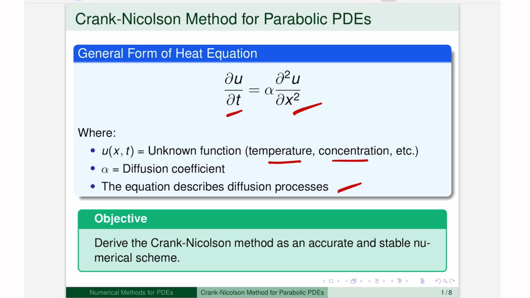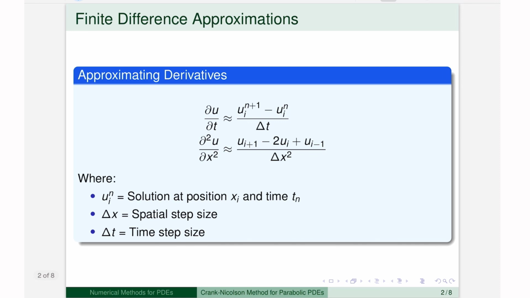So here is the objective: derive the Crank-Nicolson method as an accurate and stable numerical scheme. Now first we have to use finite difference approximation. First discretize ∂u/∂t. We can write it as (u_i^(n+1) minus u_i^n) over Δt, where u_i^n is the solution at position x_i and time t_n.